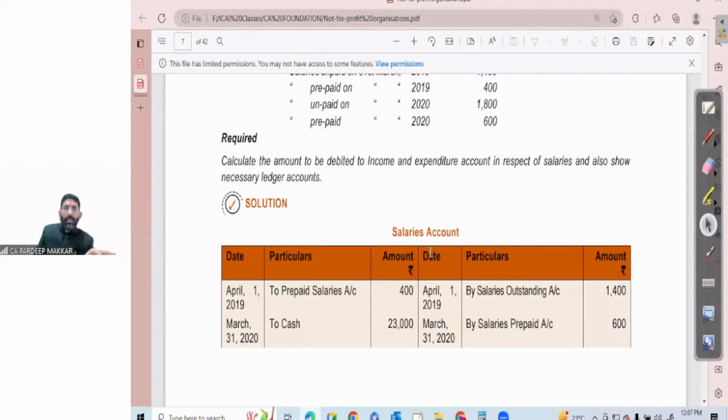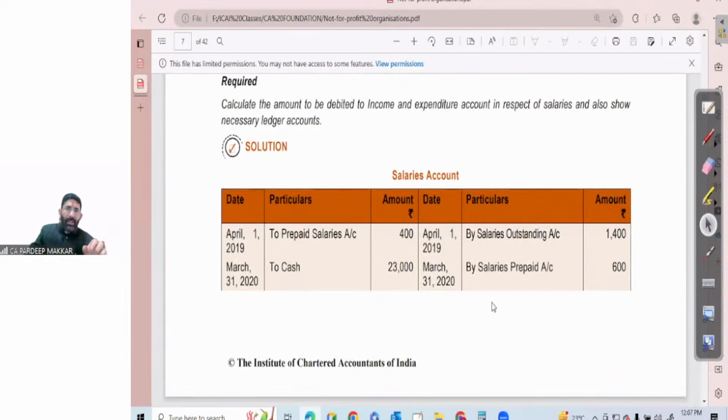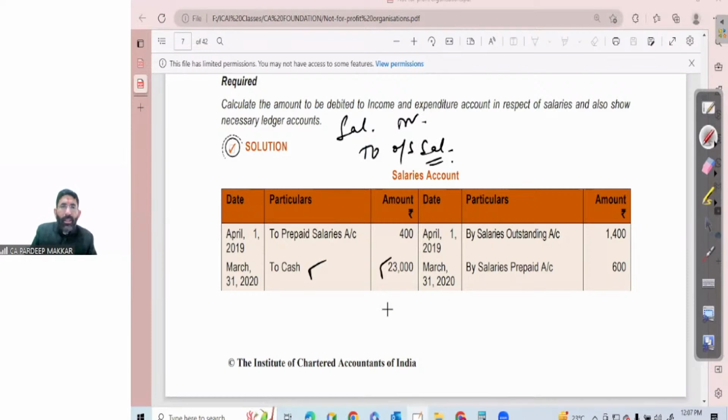First of all, in the salaries account, the entry is very simple. Whatever salary is paid during the year, the entry is salary account debit to cash account, beta. Now talking about the remaining entries, that is very simple. At the end of the year, whatever salary is outstanding, we pass an entry: salary account debit to outstanding salary account, beta. So that entry is passed here.